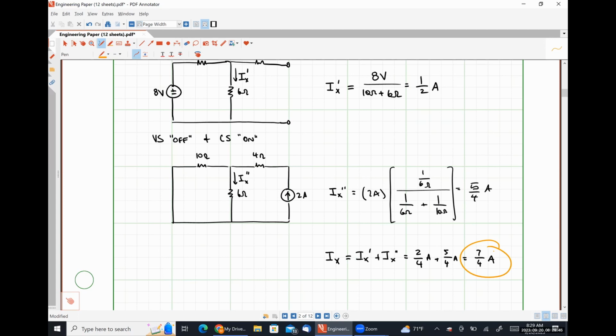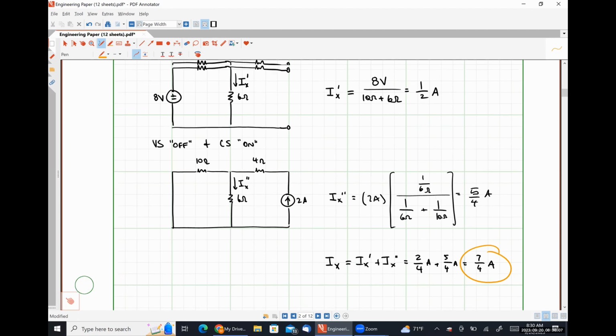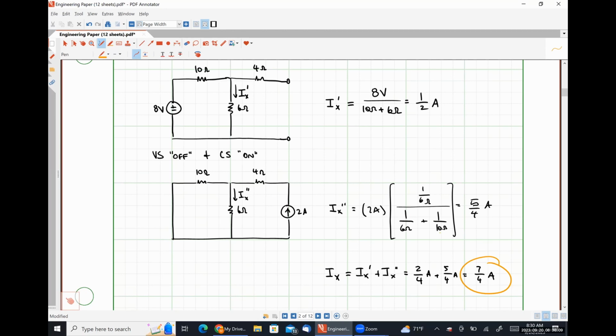Now, I would argue that in this specific instance, the analysis that we're doing by using superposition is significantly easier than the analysis we had to do when both sources were on at the same time. Will not always be true. So this isn't something that you can just apply every time to make things easier, but in some cases, it's going to work out that way. Okay. So this is the superposition principle in action.